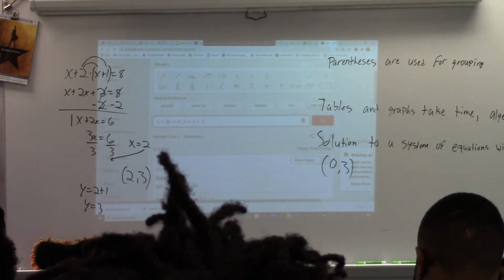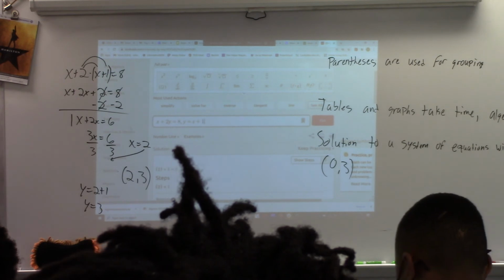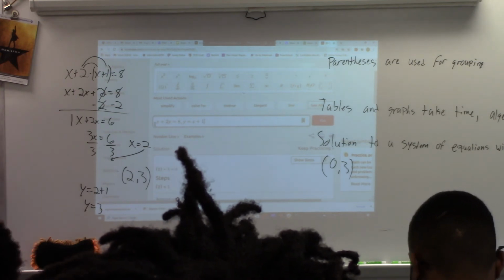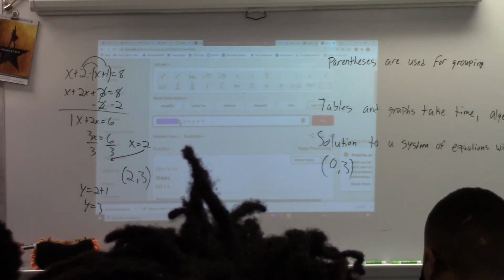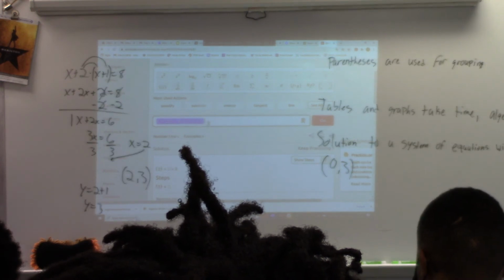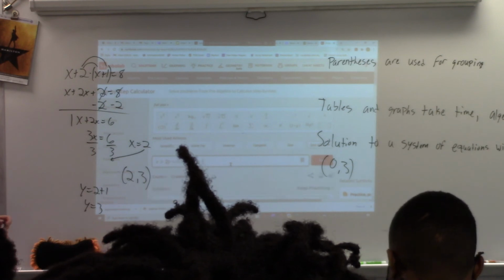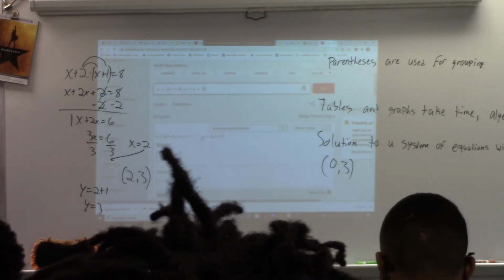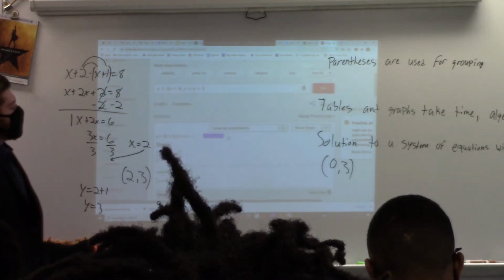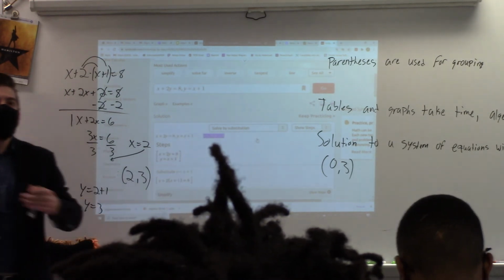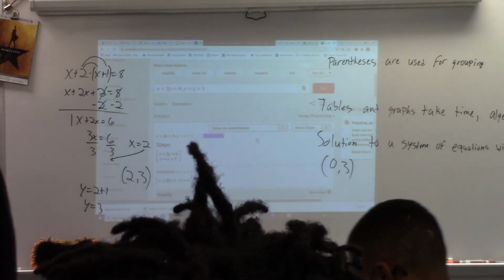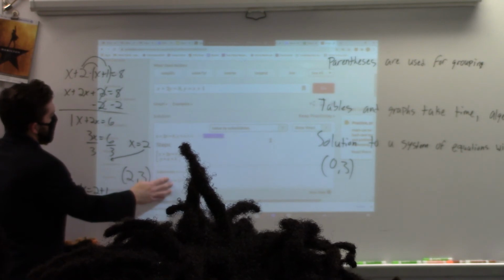Just follow along here. You see how I have the first equation, a comma, and then the second equation? Hit enter. Let's show you steps. It shows you the solution, so you can use this to see if you got it right, but also if you're struggling to know how to do it, they also give you steps.